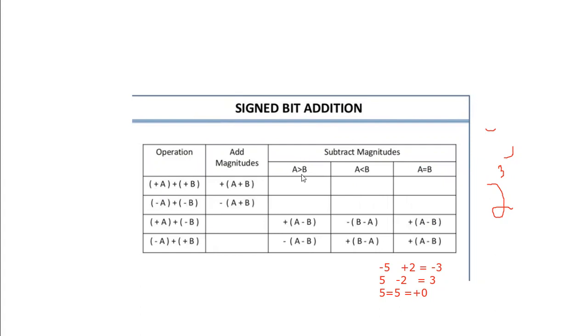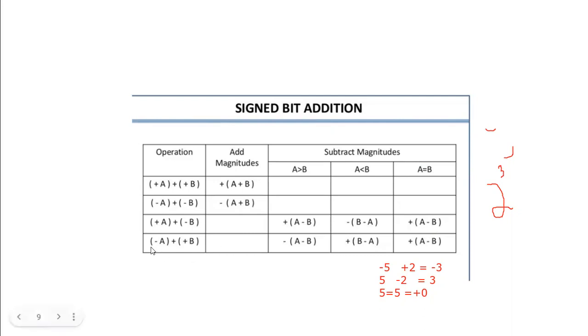If A is greater than B, what will you do? You subtract A minus B, since A is bigger, and then substitute plus, since A is greater, so it will be a positive number. If A is less than B, then do B minus A and substitute the minus symbol. That is, the negative of whatever the symbol of A is, complement it. Then if A is equal to B, do that and put the positive symbol.